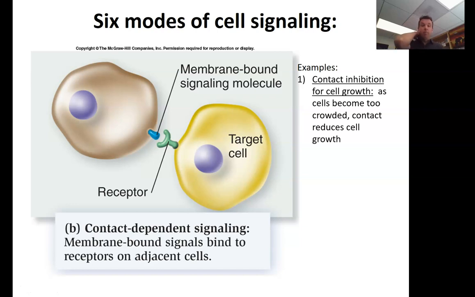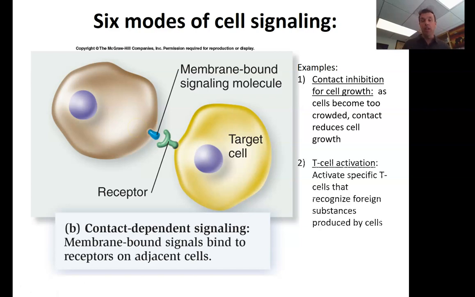So contact inhibition. No cells should grow when they are too tightly packed. Right? And so when they're too tightly packed, those two cells are going to contact each other. In this case, the ligand and receptor are both signaling, so the signaling is bidirectional, and both cells will be told not to divide because it's already too tightly packed. And then finally, in the immune system, T cell activation occurs this way as well.